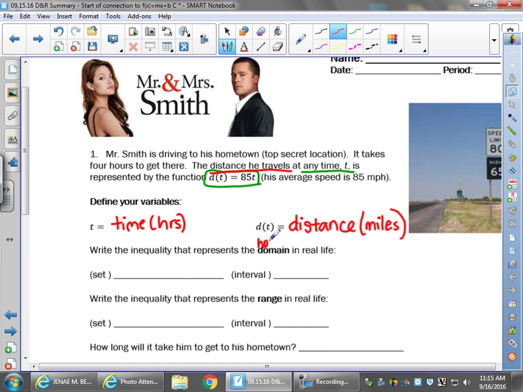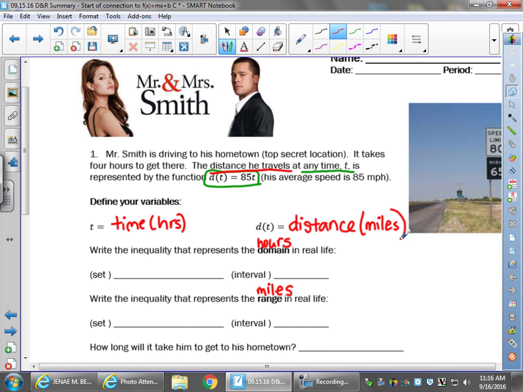Yes. What I write, you write, and if you write with me, that's called actively taking notes. Passively taking notes is you just watch, and then, oh my goodness, she's changing the slide, and then you try to write it all down. Don't do that. Actively take notes with me. So above domain, we're going to write hours. Above range, miles. Very good.